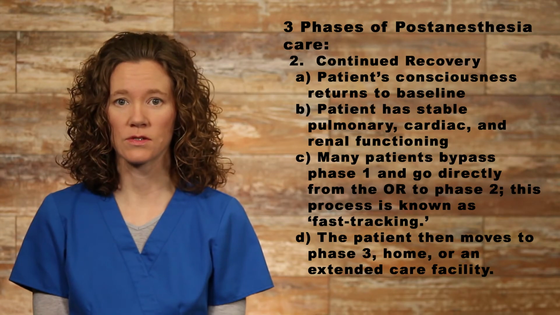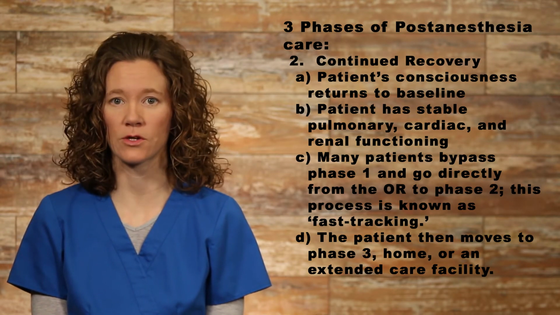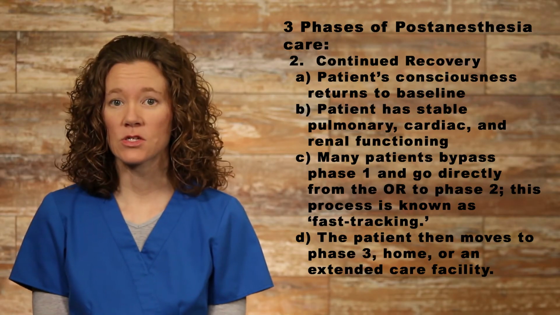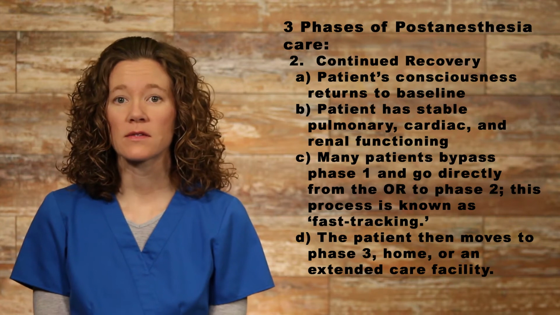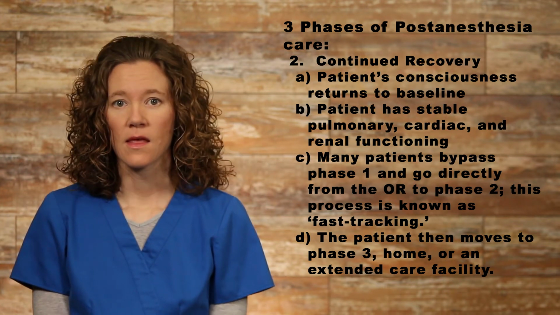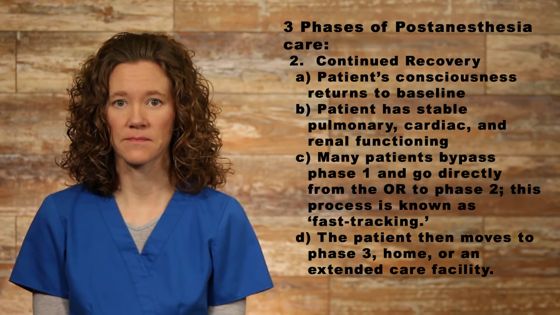Phase 2 is continued recovery, when the patient's consciousness returns to baseline and the patient has stable pulmonary, cardiac, and renal functioning. Many patients bypass Phase 1 and go directly from the OR to Phase 2. This process is known as fast tracking. The patient then moves to Phase 3, home, or an extended care facility.